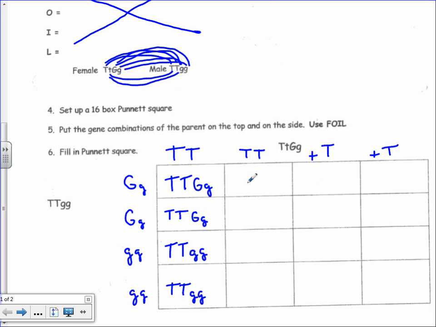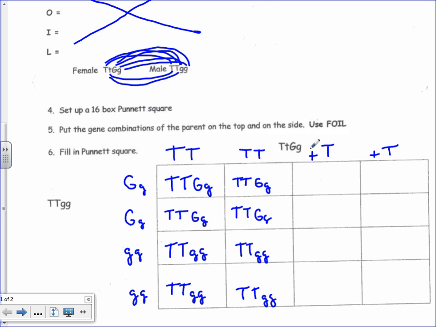On the next row, the first combination, homozygous dominant to heterozygous, homozygous dominant to heterozygous, homozygous dominant to homozygous recessive, homozygous dominant to homozygous recessive.